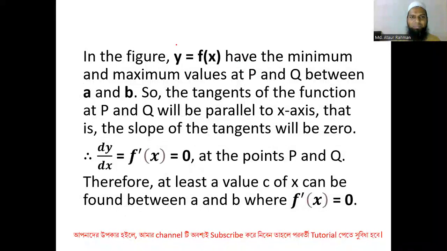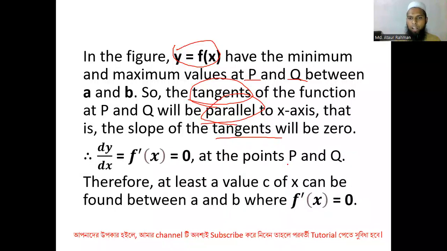Now in the figure, f(x) has minimum and maximum value at P and Q respectively, in between A and B. So the tangents of the function at P and Q will be parallel to the x-axis. That is, the slope of the tangent will be 0. Since parallel, the slope of the tangent will be 0. So the first derivative dy/dx equals 0 at points P and Q. Therefore, at least one value c of x can be found between a and b, where first derivative f'(x) equals 0.